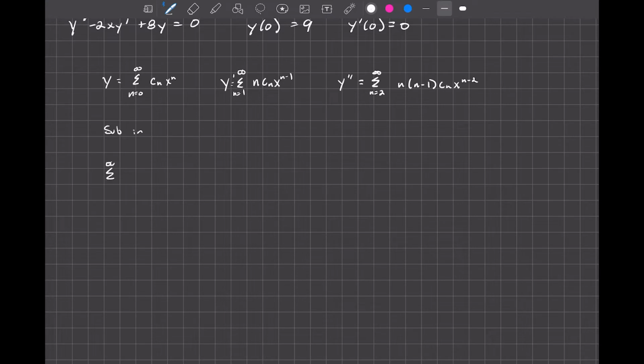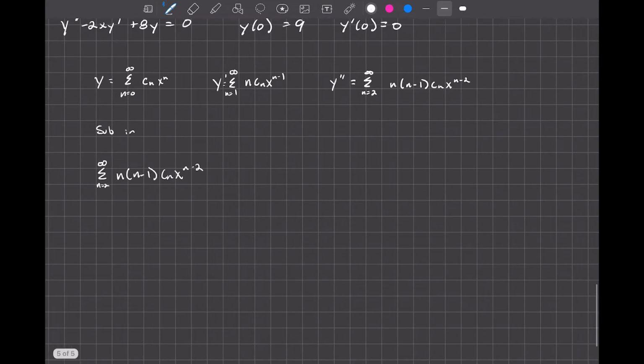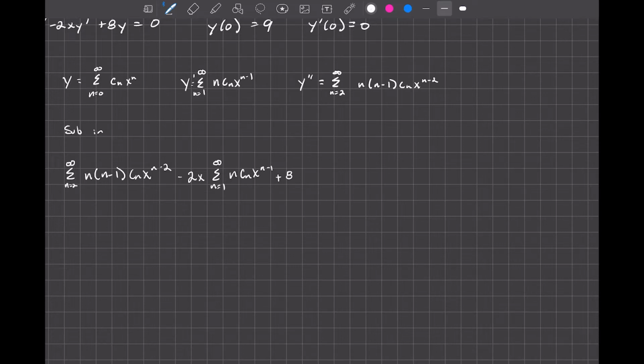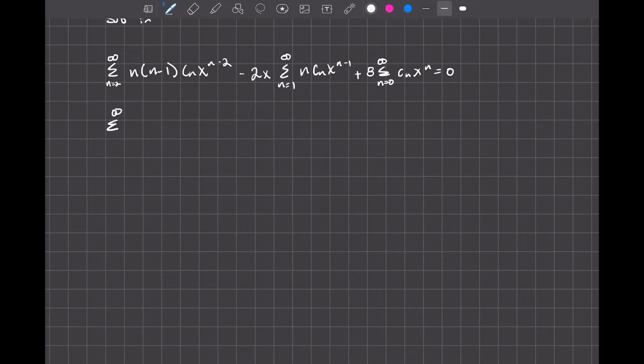So that will be the summation from n equals 2 to infinity of n times (n minus 1) c sub n x to the power of n minus 2, minus 2x times the summation from n equals 1 to infinity of n c sub n times x to the n minus 1, plus 8 times the summation from n equals 0 to infinity of c sub n x to the power of n, which all equals 0. Now here we could just simplify it a little bit more.